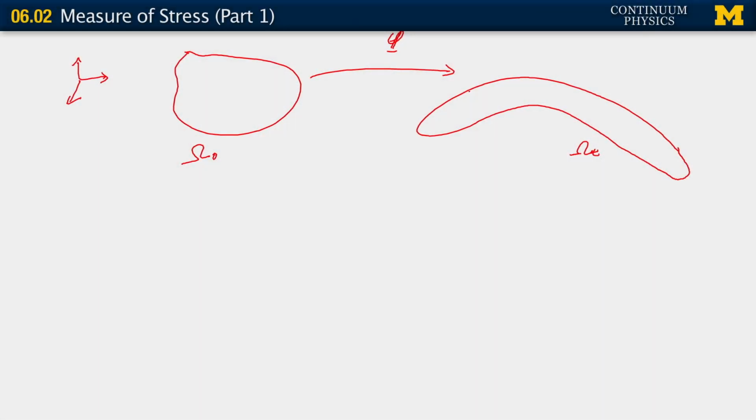Now, if you were an experimentalist, if you were trying to measure the Cauchy stress, it could get a little difficult here, right? Because some of these cross sections, like that one, may be difficult to access in an experiment, right?